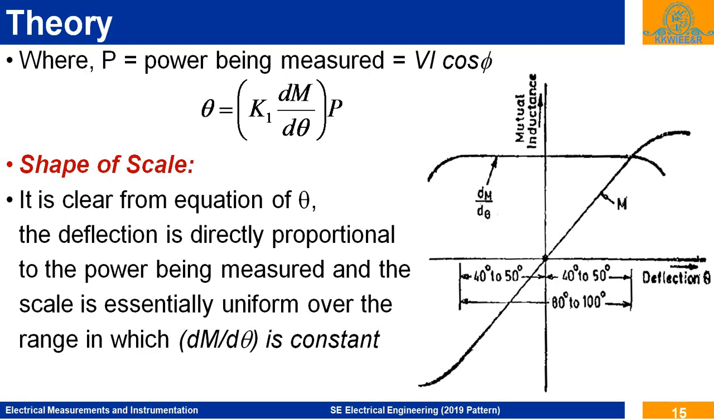So the scale is linear from 0 to 50 degrees either side, and beyond that a compressed scale appears. Up to 50 degrees the scale is uniform. So this is about the electrodynamometer type wattmeter.